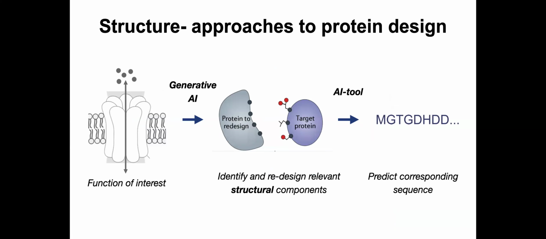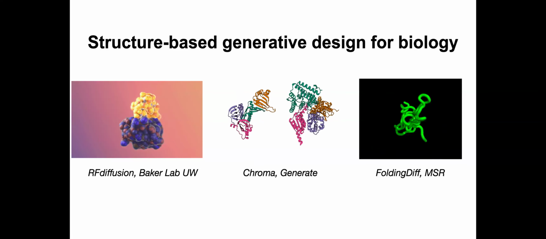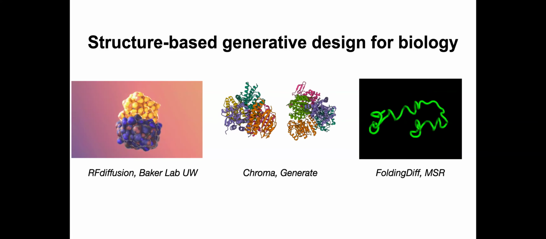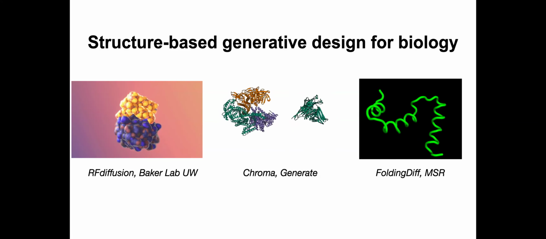Now, conventionally, we've seen a lot of these structure-based approaches to protein design, in that you identify some function of interest. We use a generative AI technique to then identify and redesign the relevant structural components of this process. And then again, we can use some AI tool to predict its corresponding sequence. There's a few really exciting examples of this. RFdiffusion, Chroma, and FoldingDiff are all three really nice generative structure-based examples that have been used to experimentally validate some of these generated protein structures, showing that this is an extremely powerful way to design new proteins.